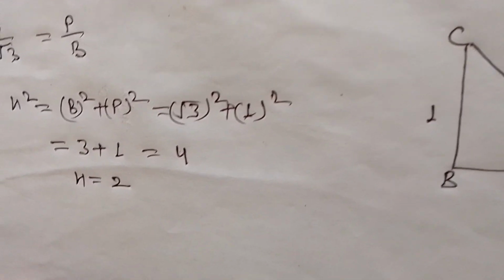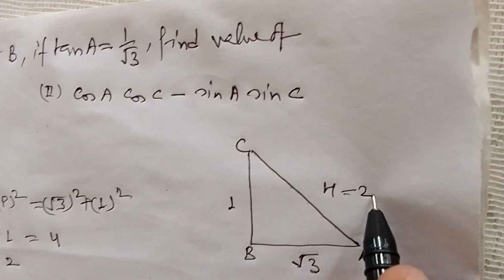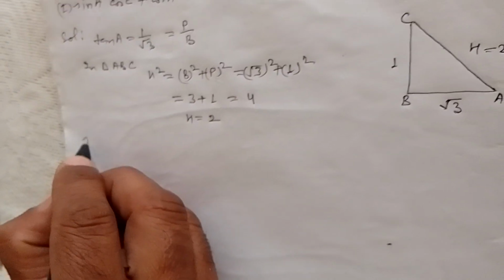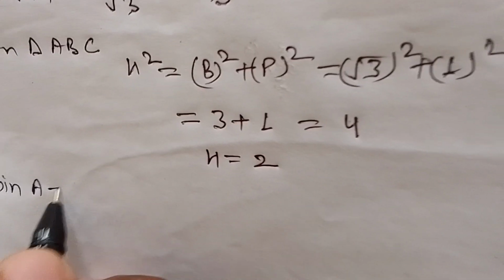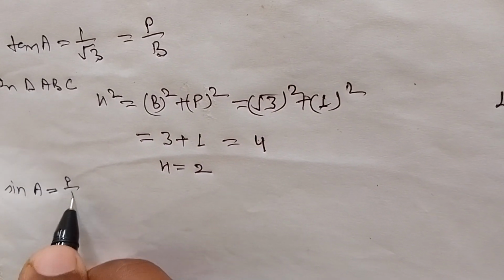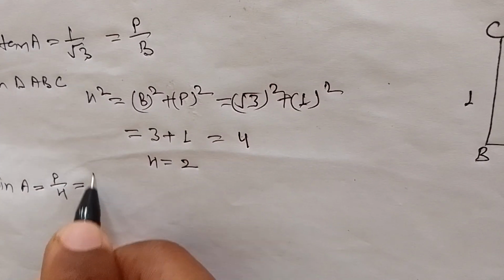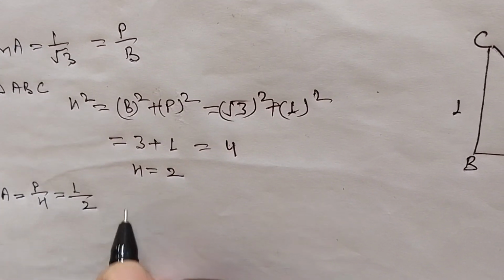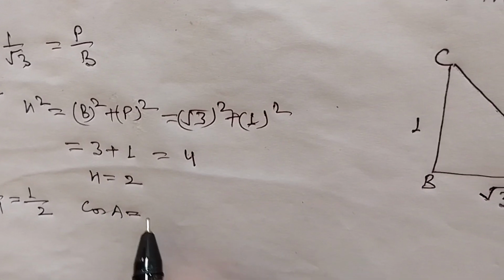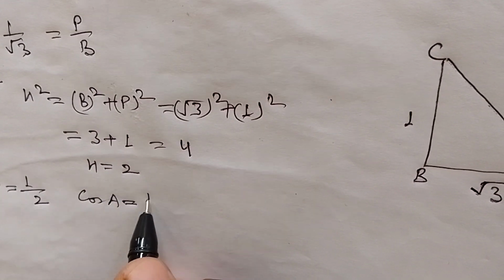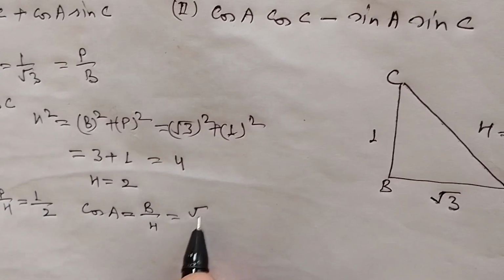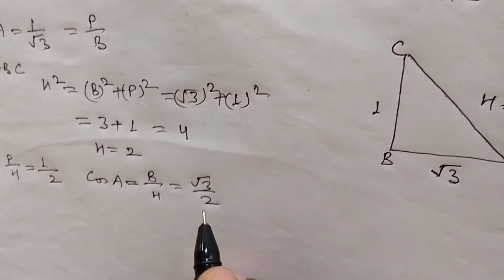Now from this we can calculate the trigonometric ratios. sin A, that is perpendicular by hypotenuse, is 1 divided by 2. cos A is equal to base divided by hypotenuse, that is under root 3 divided by 2.